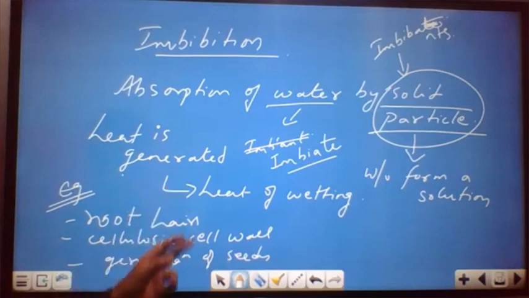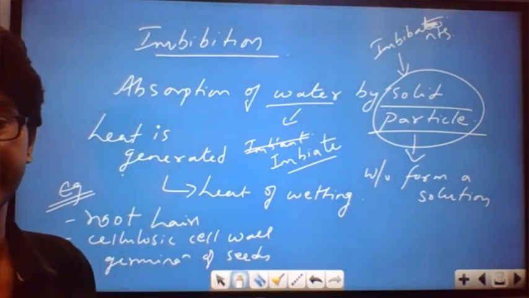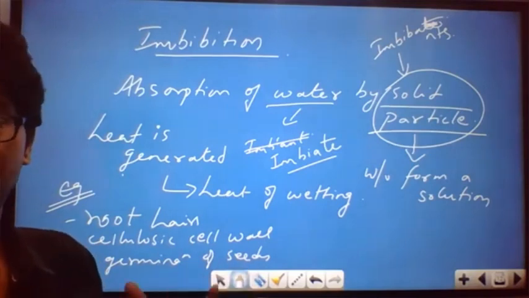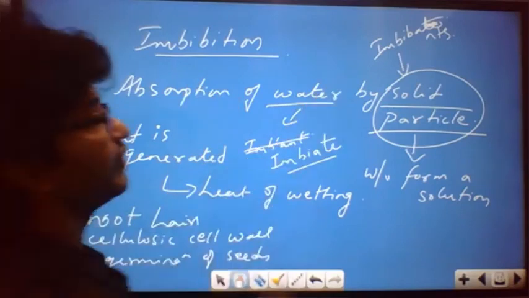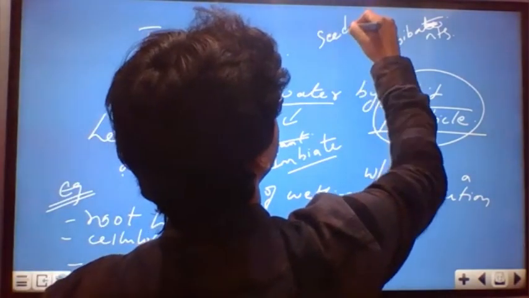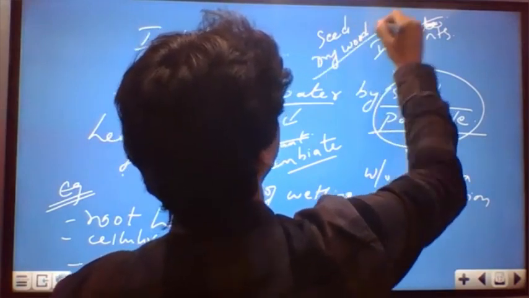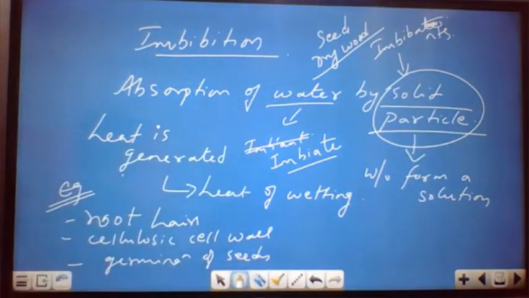Here, consider wooden doors in the rainy season, which swell and increase in size. You cannot close the door properly during the rainy season, right? That is also a quite good example for imbibition. I told you, the imbibants are, for example, the seed and dry wood. These increase in size, so you can give these as examples for imbibition.